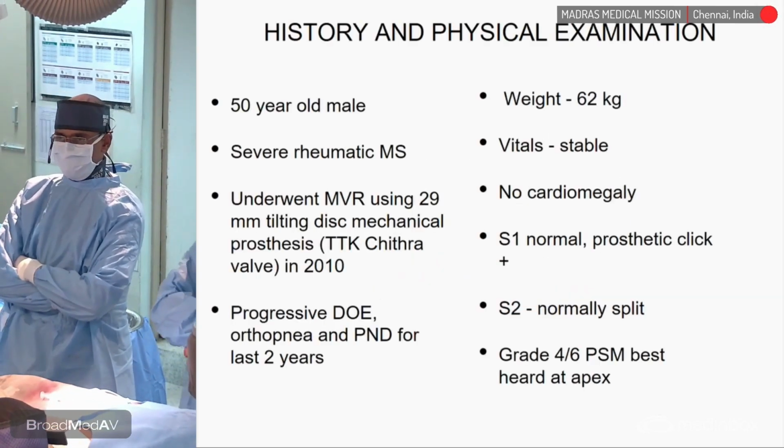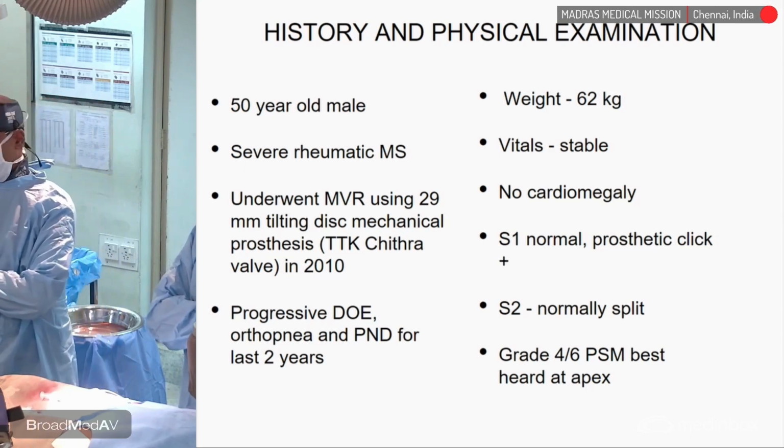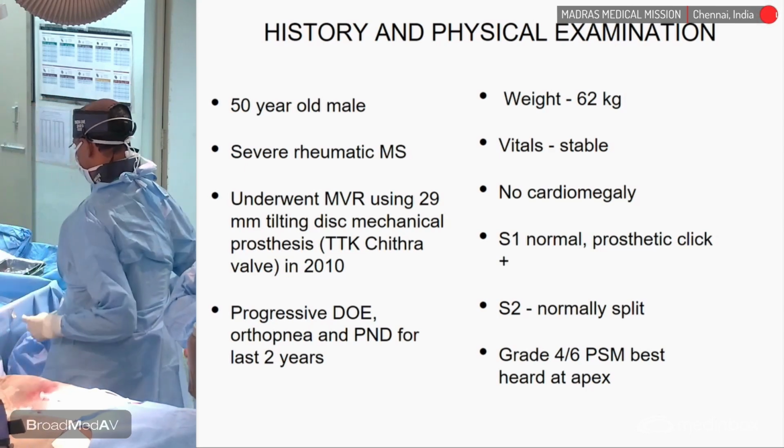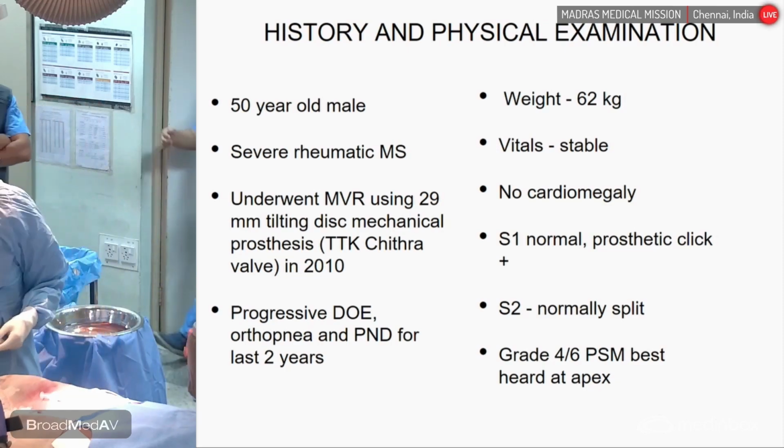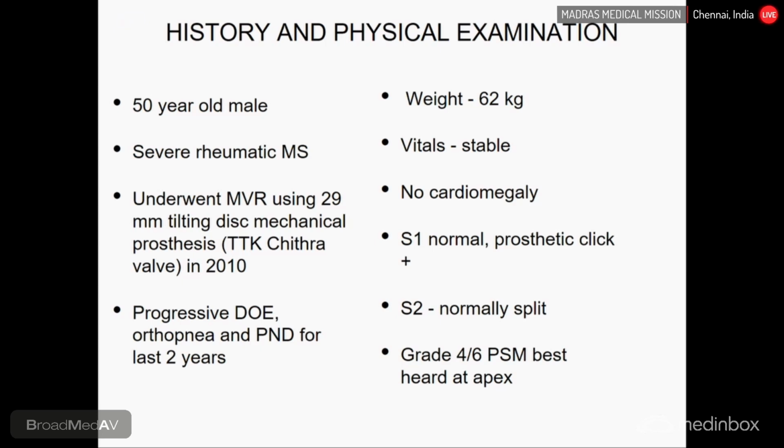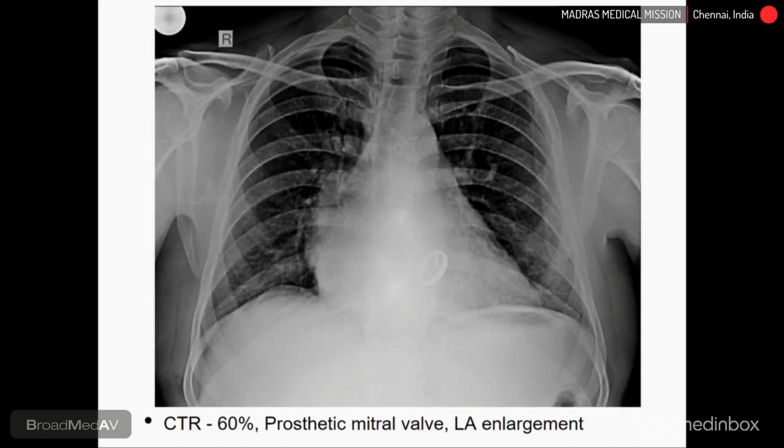Good morning. Today's patient is a 50-year-old male who was diagnosed to have severe rheumatic mitral stenosis and underwent mitral valve replacement using a 29 mm tilting disc mechanical prosthesis known as the TTK Chitra valve in 2010. He presented with progressively worsening dyspnea on exertion, orthopnea, and paroxysmal nocturnal dyspnea for the last 2 years. He is well built with a weight of 62 kg, vitals were stable, no cardiomegaly, normal S1 with a prosthetic click, normally split S2 and a grade 4 pansystolic murmur heard at the apex.